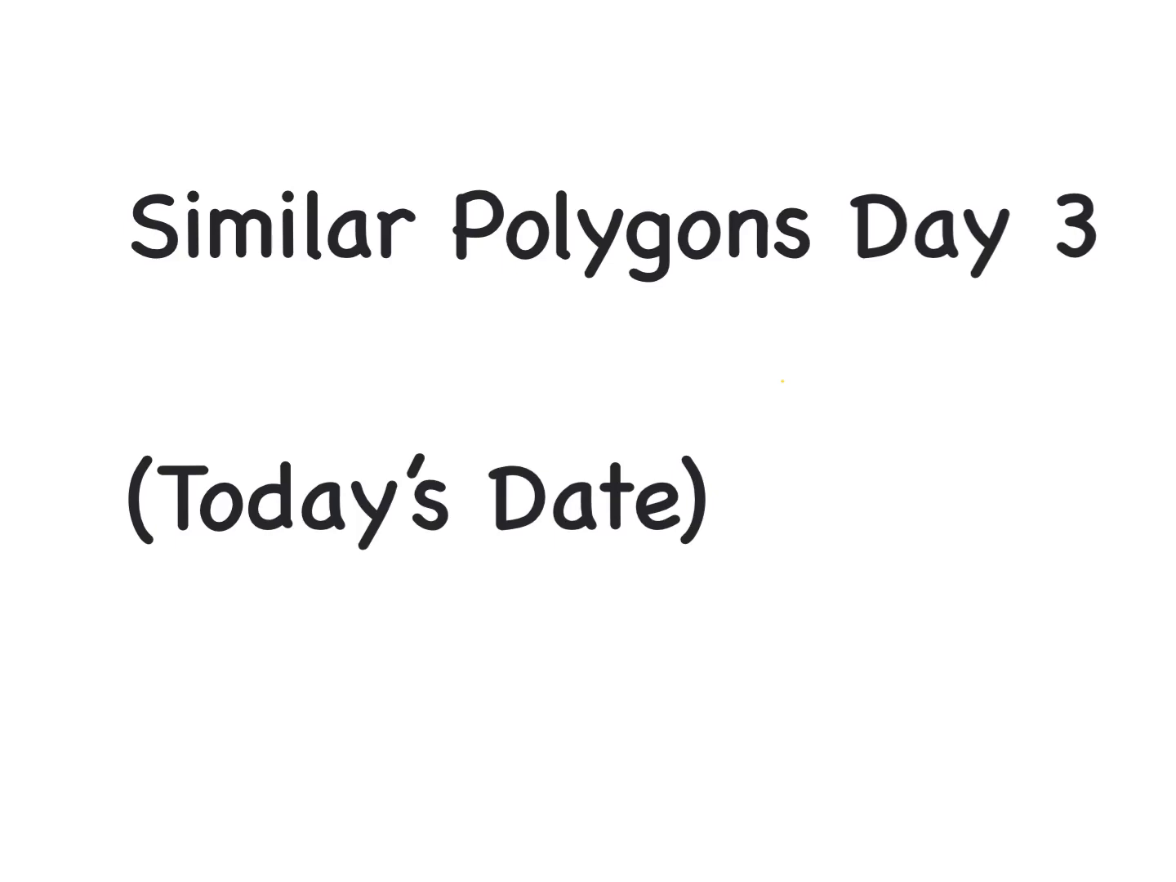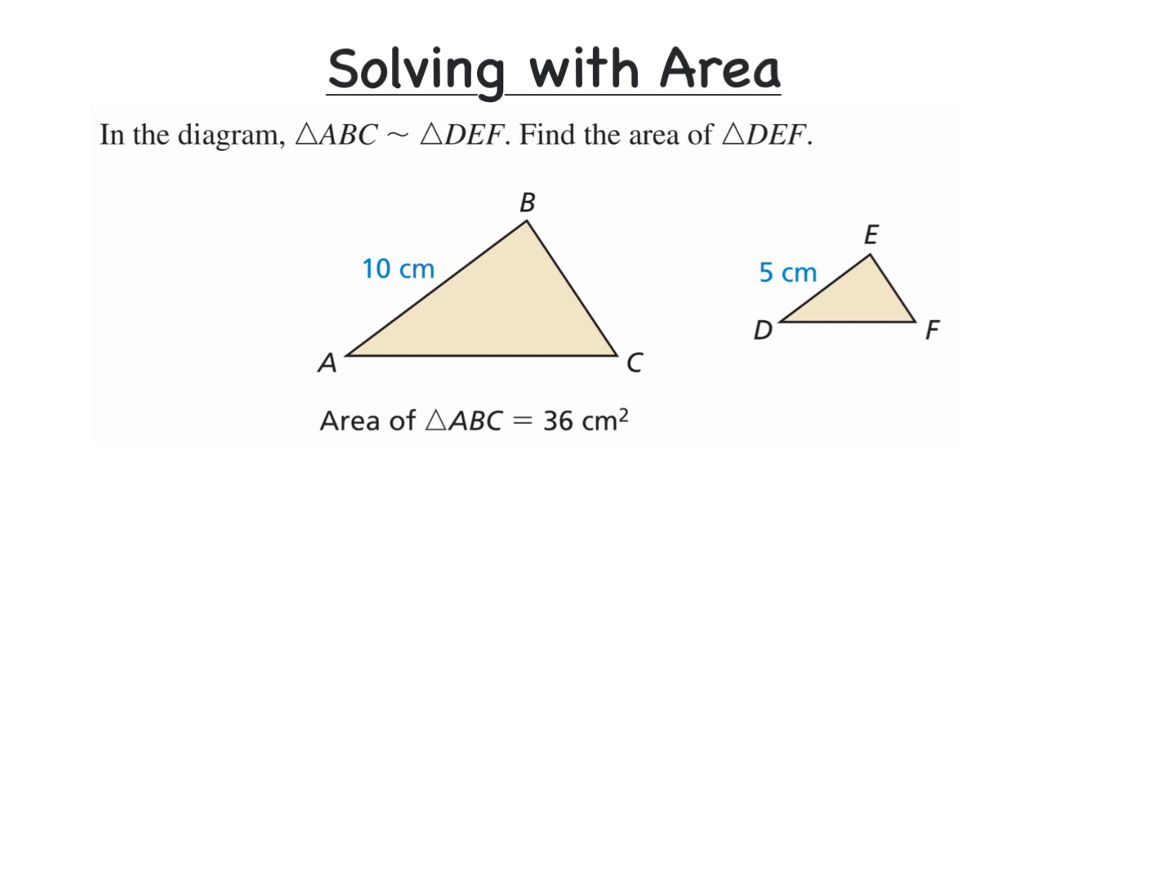All right, so today we're doing similar polygons day 3, and we're going to add in the area. So we're going to do 2 examples. One, we're going to find the missing area on one of the triangles. The other one, we're going to find a missing side. Okay. So this one, it says find the area of triangle DEF. So basically, I'm missing this area.